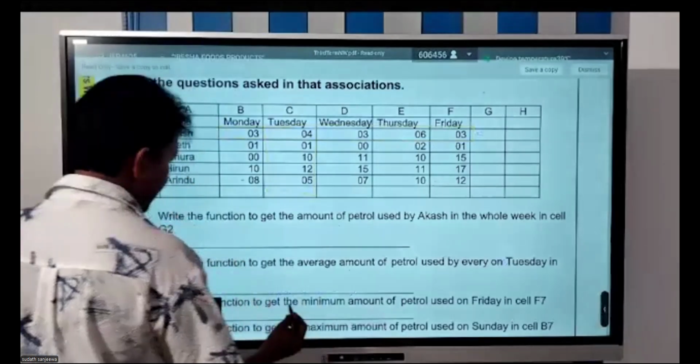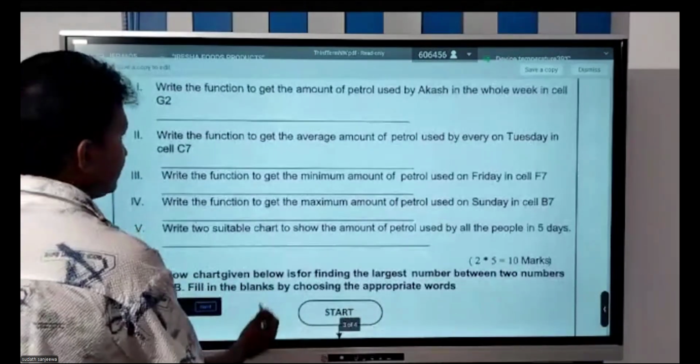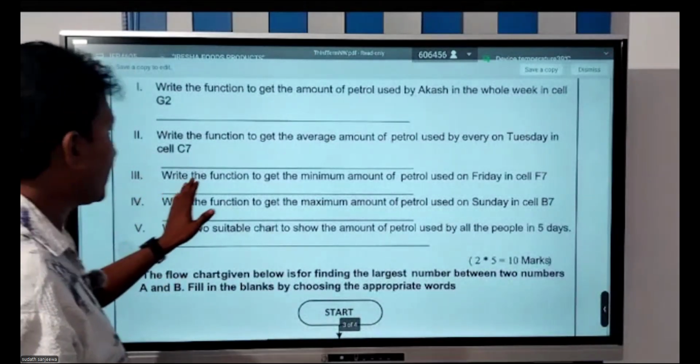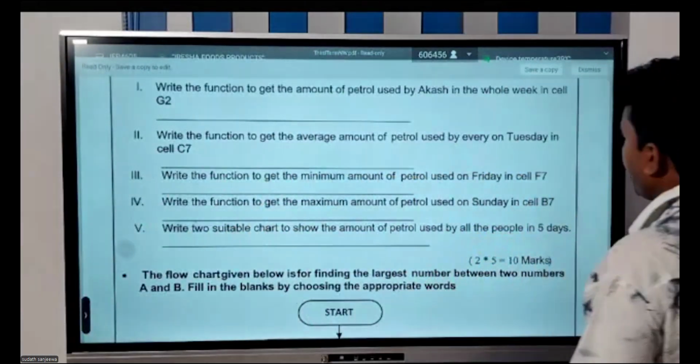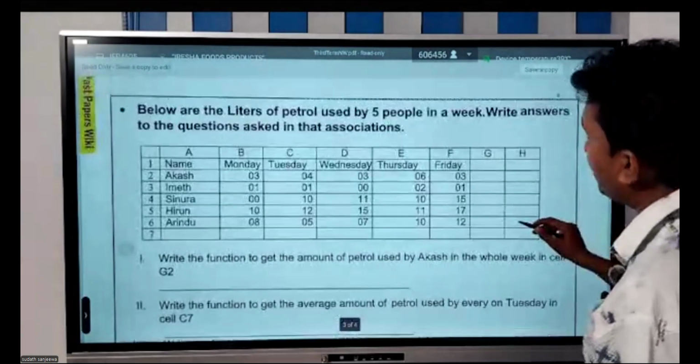Right? Next one. Write the function to get the minimum amount of petrol used on Friday in F7.